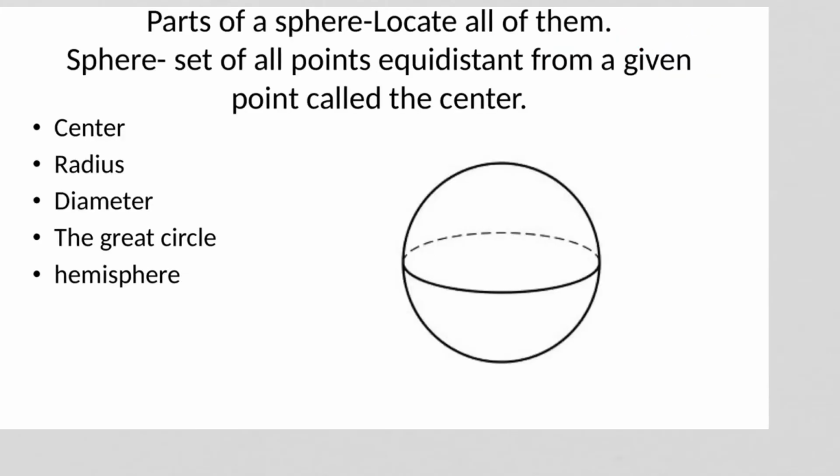All right, so here is a picture of a sphere. This should be pretty simple to put in your notes. Locating all these things, the center. Here it is, the radius, and then the diameter is the whole thing. Does anyone know what a great circle is called? And a hemisphere is half of a sphere.